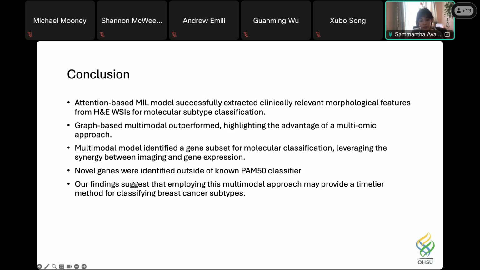However, by using a graph-based multimodal model approach, we were able to characterize and leverage the complementary relationship between H&E image features as well as gene expression, to not only identify a minimal gene set that could be used in addition to imaging, but also for accurate molecular subtype classification. And so overall, this suggests that our multimodal model approach is a promising method to address the challenges associated with PAM50, therefore improving precision oncology.